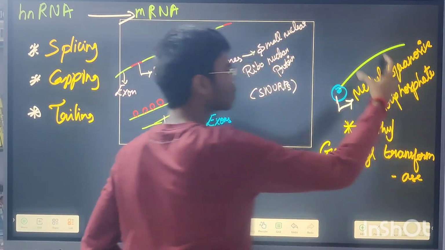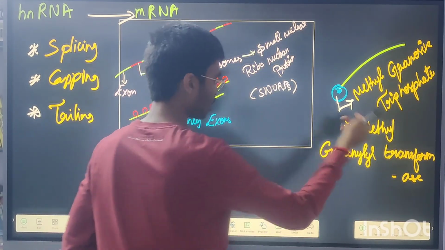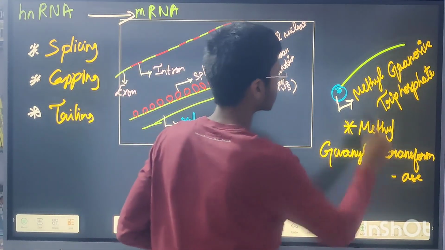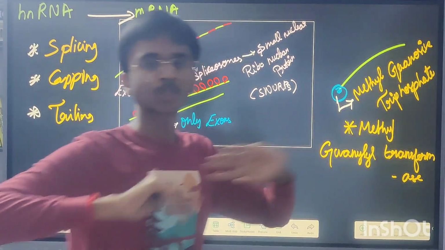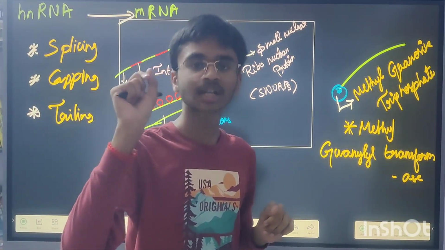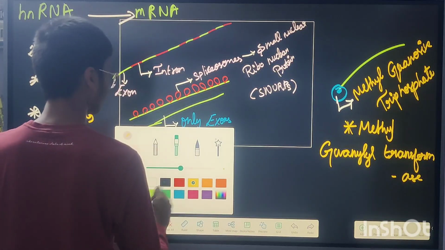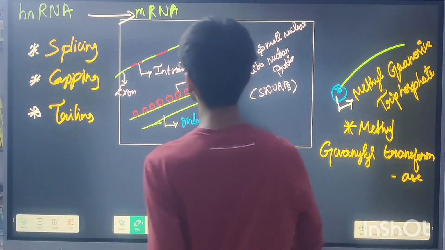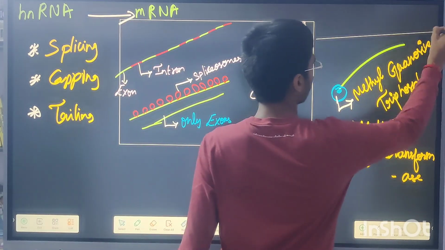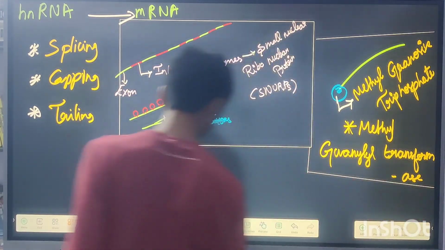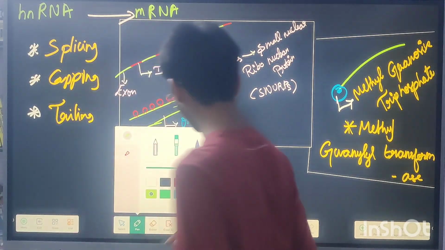Methyl guanosine triphosphate is being added to this exon, so that is why in the nomenclature they have taken methyl and guanyl as its prefix, and then transferase. When this methyl guanosine triphosphate is added to this exon part by methyl guanyl transferase, it is known as capping. Since there is a cap like a helmet, this is known as capping. After this, tailing is there. Capping will always be done at the 5 prime end.